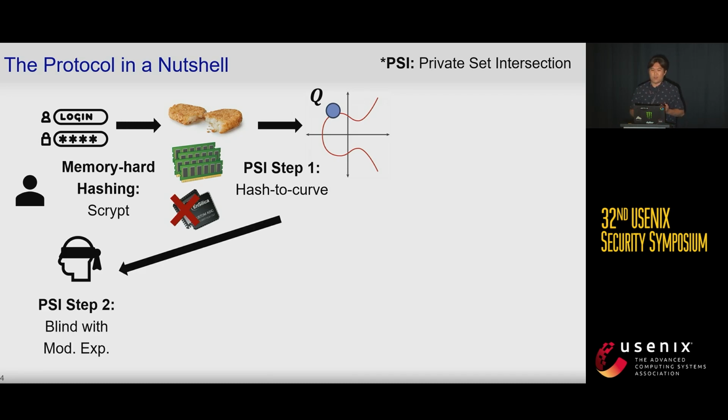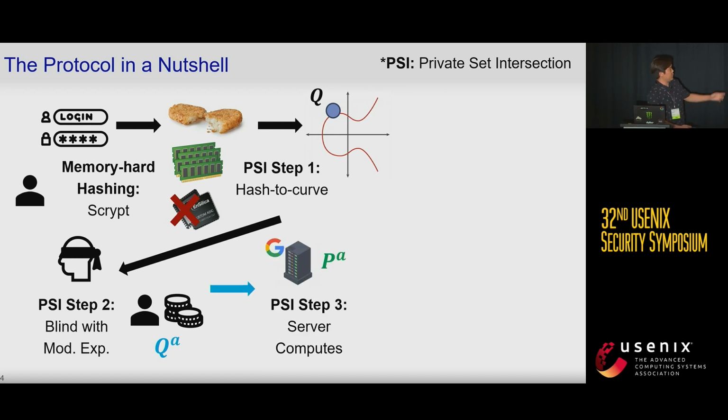However, we still aren't willing to provide the server with that point in plain sight. So we will blind the point before sending it to the server. More specifically, Chrome, as the client, randomly generates a blinding factor, and let's call that A. Then it will perform blinding with some modular exponentiation by raising the point Q to the power of A. And that is what gets sent to the server.